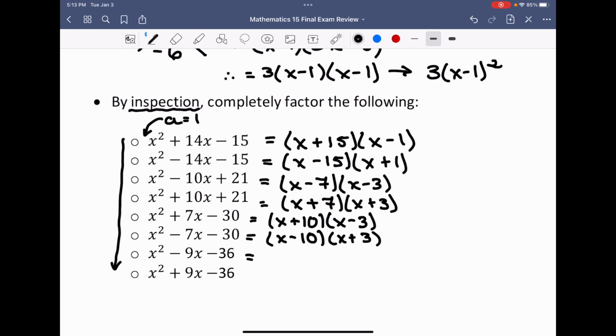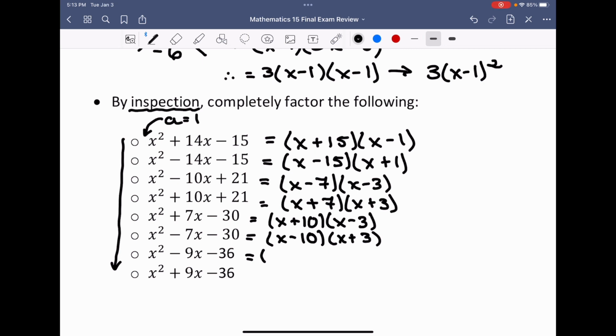Okay, and then the last two, we're going to say that we need to multiply to make negative 36, add to make negative 9. So the two numbers that are going to do this for me, well, if I have to multiply to make 36, we know 6 and 6 does that. We know 8 and 4 does that. Or not 8 and 4 in this case. We know 9 and 4 do that. And then finally, we know 12 and 3 do that as well.